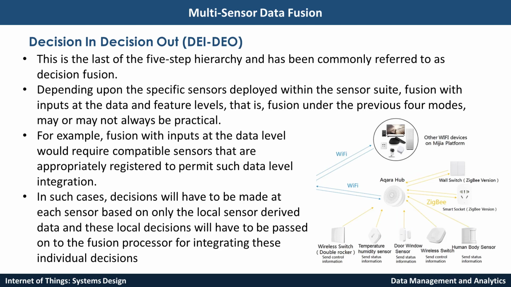Decision in, decision out is the last, or the fifth, step of the data fusion hierarchy. Basically, the data fusion algorithm takes decisions as input and generates output. For example, pattern recognition could be an example where individual decisions are made on what is the activity performed at a particular point of time, and then you put them together to identify a pattern. What did the person do in a household?